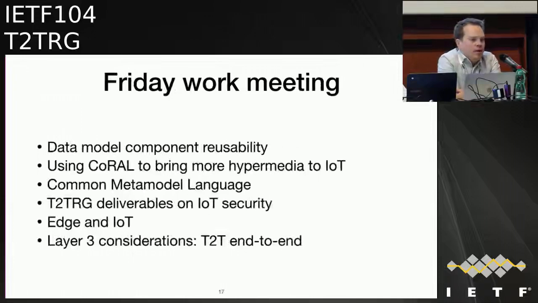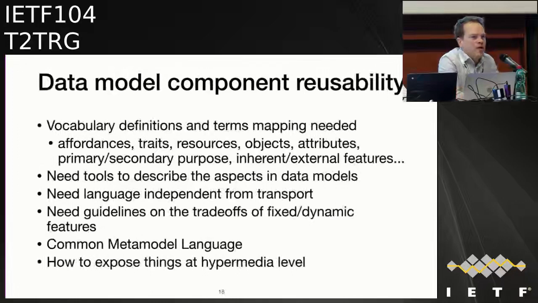Then a quick update on the Friday work meeting. We had a full day meeting with half a dozen different topics. We started with the data model component reusability discussions. For example, we discussed the vocabulary definitions and what kind of term mappings we need there. Terms we're discussing for affordances, traits, resources, objects, etc. Different models use slightly different terms. How do these fit together and how can we use those to go across different models?